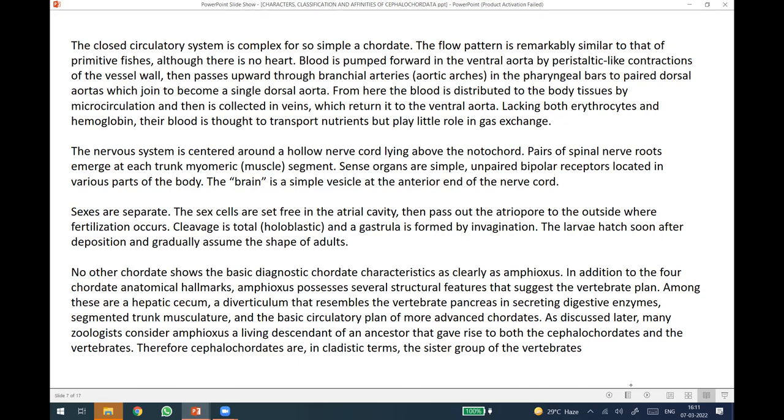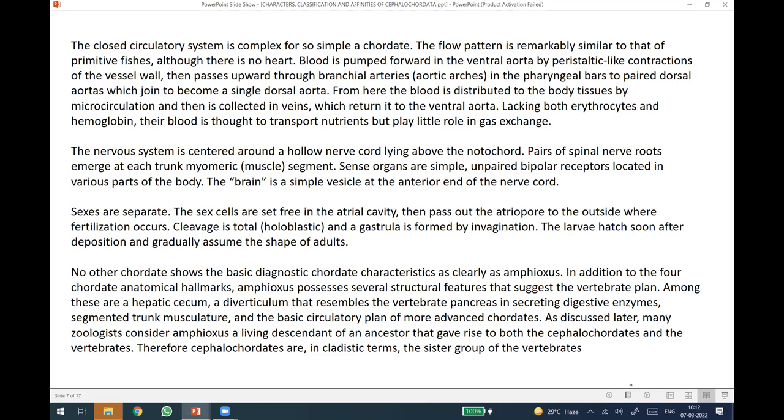Fertilization is external, as in all cases of protochordates. The cleavage is total, and a gastrula is formed by invagination. The typical holoblastic cleavage is there. The larvae hatch soon after the deposition and gradually assume the shape of the adult. No other chordate shows the basic diagnostic chordate characteristics as clearly as amphioxus. So amphioxus may, in the majority of cases, be referred to as the ancestral chordate.